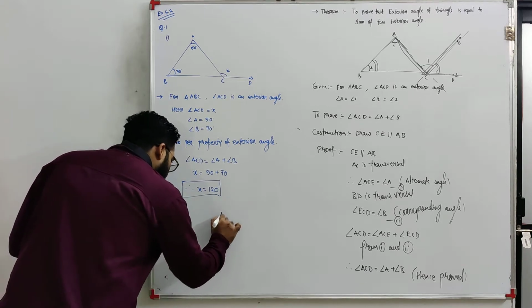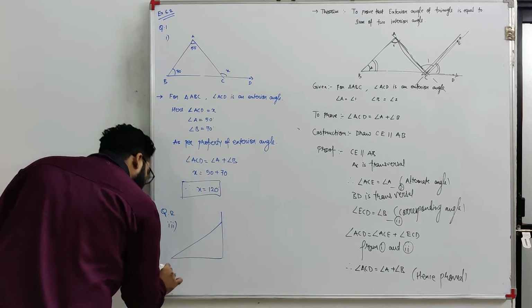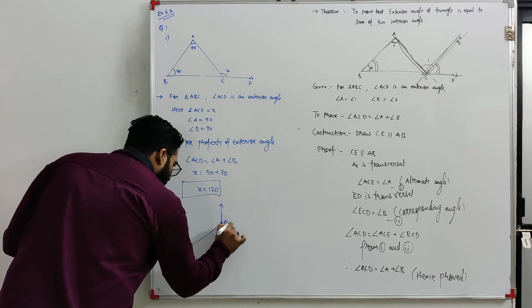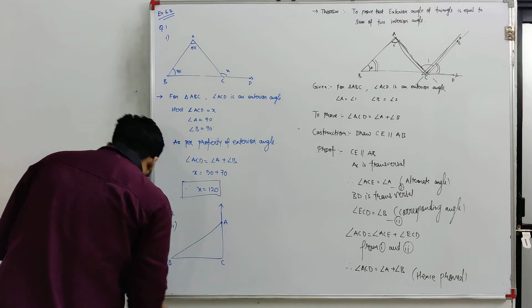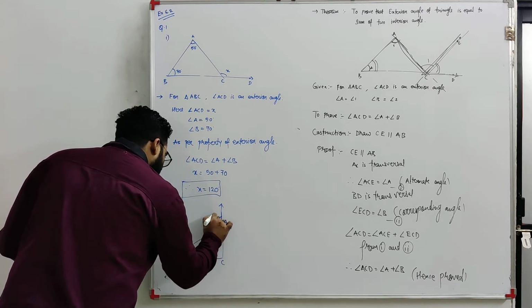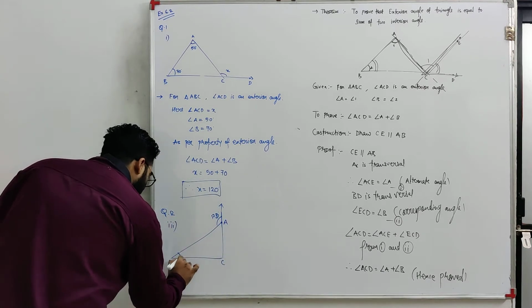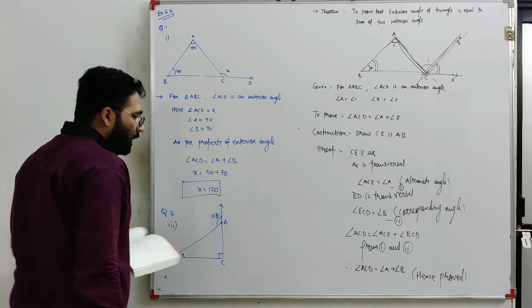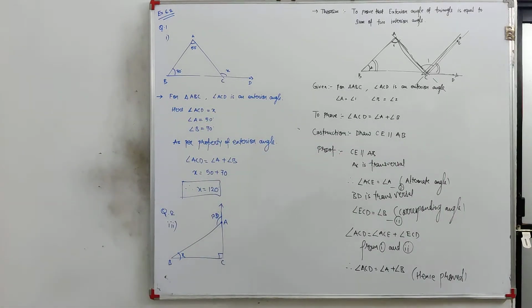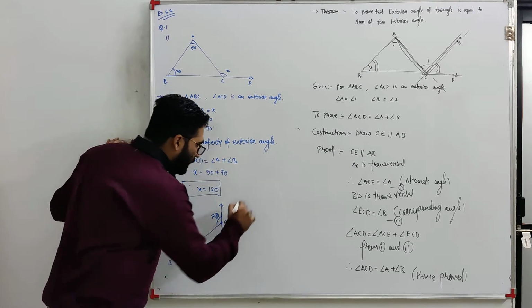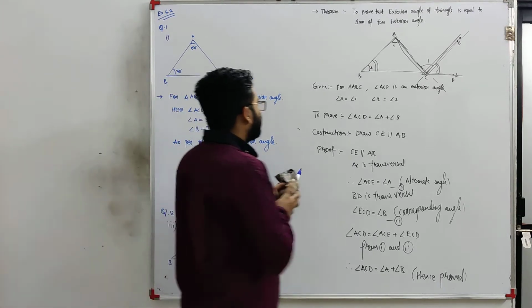In question number 3 it is given like this. So here I am mentioning the names A, B, C. This one is 125 degrees. This one is x, and there is a square box here. Now remember one thing: whenever a square box is given for any angle, it is always 90 degrees. So how to solve? Let me see. Here I am mentioning like this.